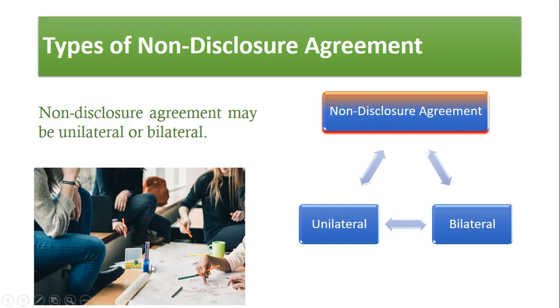Now, a non-disclosure agreement can be of two types. It may be unilateral, or one-way, or it may be bilateral, often called mutual. Under a unilateral or one-way non-disclosure agreement, one party discloses information to the other party, and the disclosing party's information is kept confidential, while the recipient of the confidential information does not have any right of confidentiality. Whereas a bilateral or mutual non-disclosure agreement applies to both parties equally.